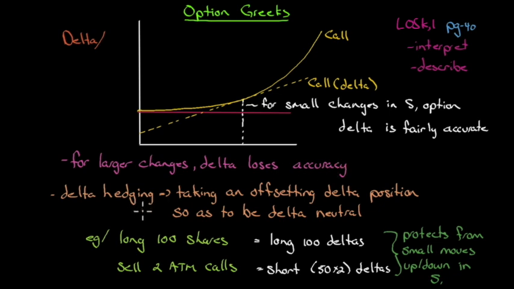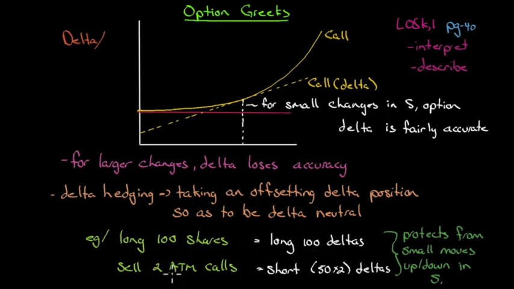So what is delta hedging? Delta hedging means taking an offsetting delta position so as to be delta neutral. So let's say that I'm long 100 shares. Basically, I'm long 100 deltas. The underlying has a delta of 1. So if I'm long 100 shares, I'm long 100 deltas.